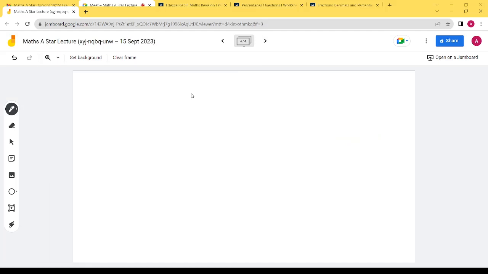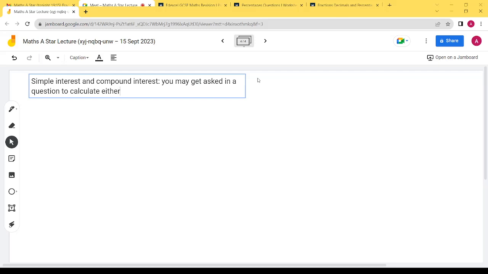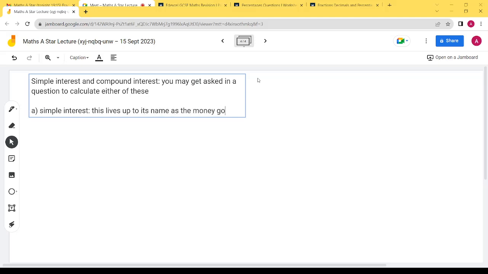Okay, so we'll carry on from here. Next, what we're going to look at is simple interest and compound interest. You may get asked in a question to calculate either of these. Simple interest lives up to its name: the money goes up by the same amount each year, or you could say the money received is the same each year, depending on the question.